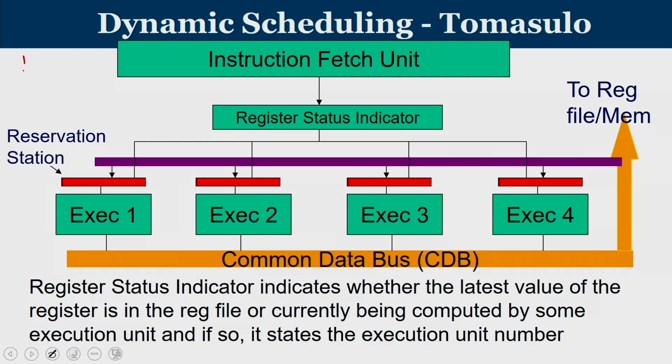So, if the register status indicator of a register, let us say R5, is equal to 0, it means go to the register file, R5 will contain the latest value of the register. If this value is any number, let us say I, which is not 0, the meaning is that at this particular point the latest value of the register R5 is not available in the register file, rather it will be a value that is going to be produced by a functional unit whose number is I.